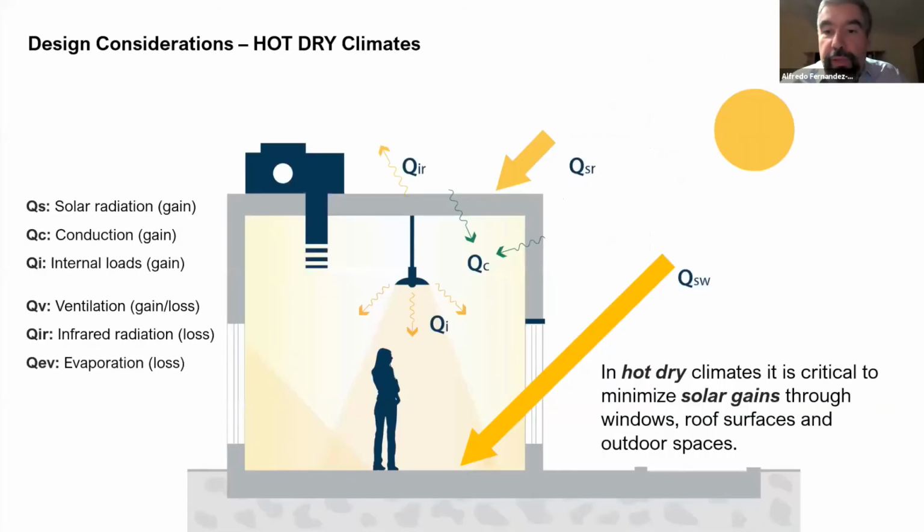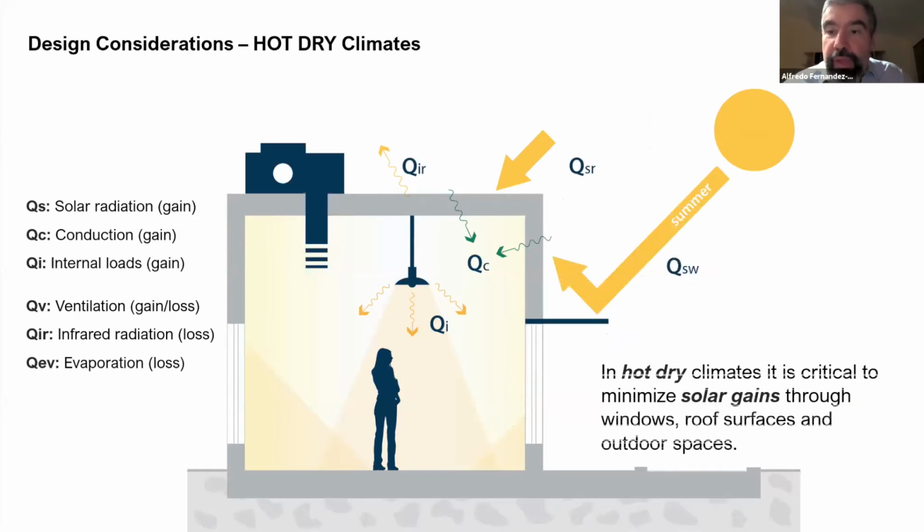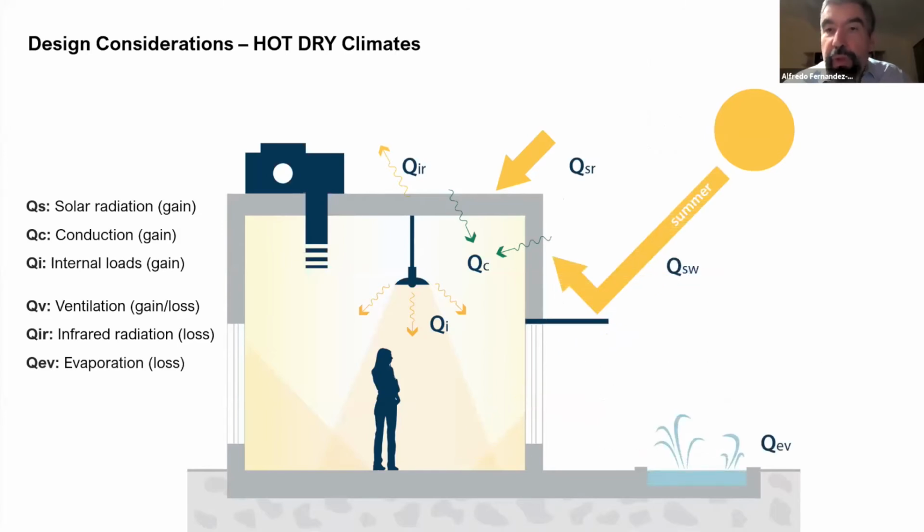A form of cooling, as we mentioned, will be needed in this type of climate, but the biggest imperative during the summer is to reduce heat gains through windows and roof surfaces. The use of external shading for windows, the provision of vegetation, outdoor shading, as well as water features may help create microclimates that are conducive to outdoor comfort and become some of the most important strategies that one can use in this type of environment.